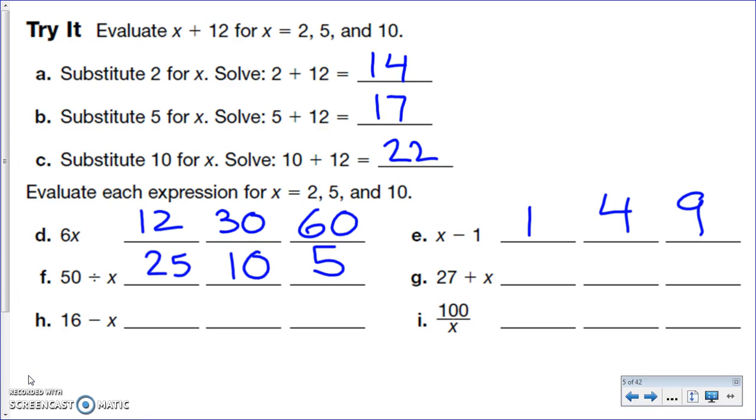For G, we have 27 plus x. So 27 plus 2 is 29. 27 plus 5 is 32. And 27 plus 10 is 37. For H, we have 16 minus x, so 16 minus 2 is 14. 16 minus 5 is 11. And 16 minus 10 is 6.